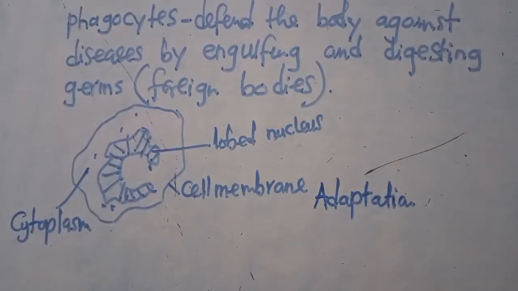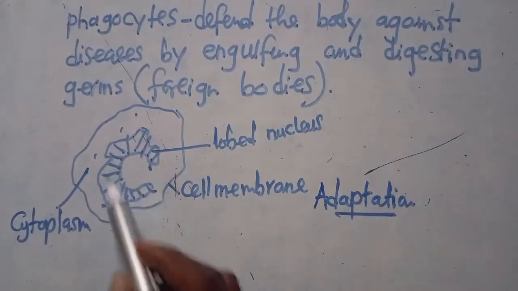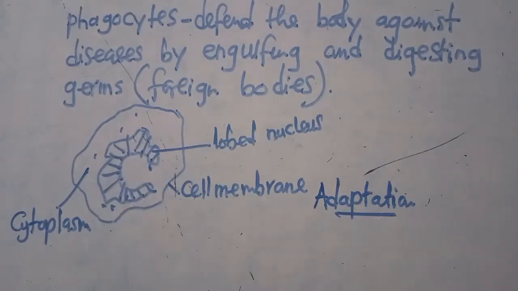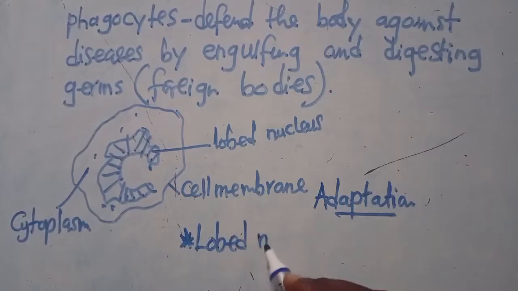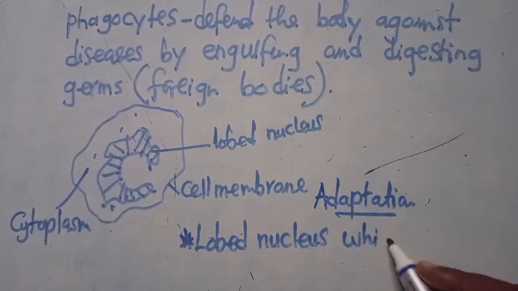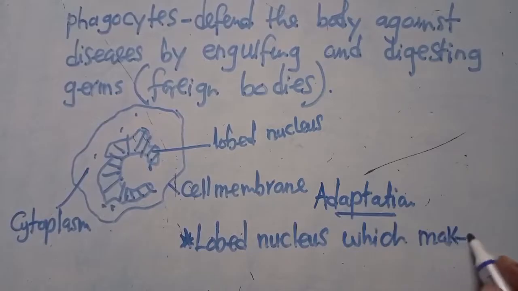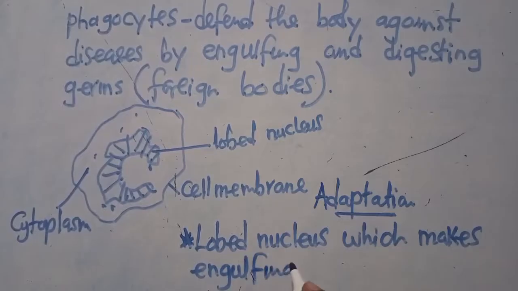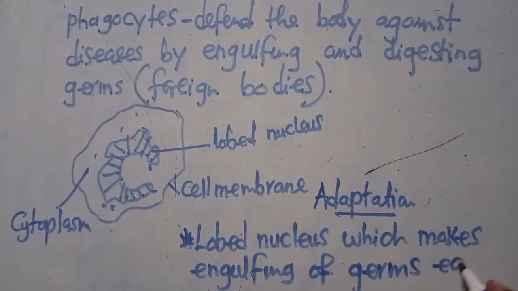What are certain adaptations that these phagocytes have? So I've told you to say they've got a lobed what? Nucleus. There are quite a lot of adaptations. One of the adaptations is that it has got a lobed nucleus. It is that lobed nucleus which makes the engulfing of germs easy. So I'll say it makes engulfing of germs easy. So this is an adaptation you need to understand.